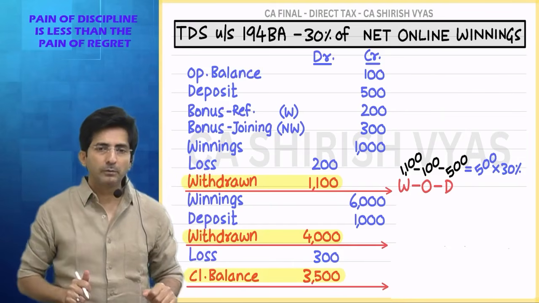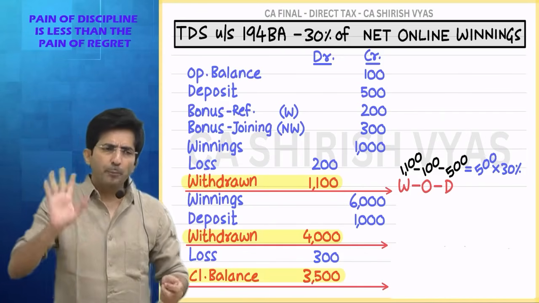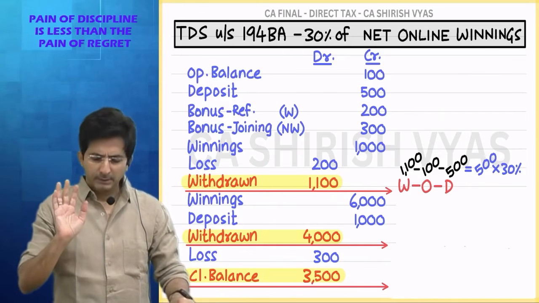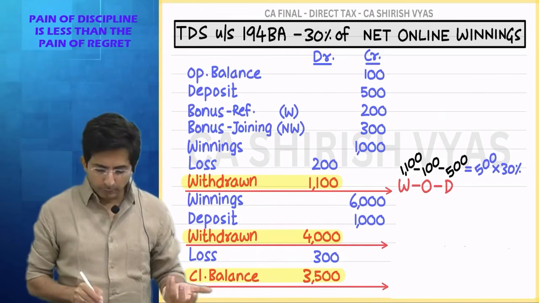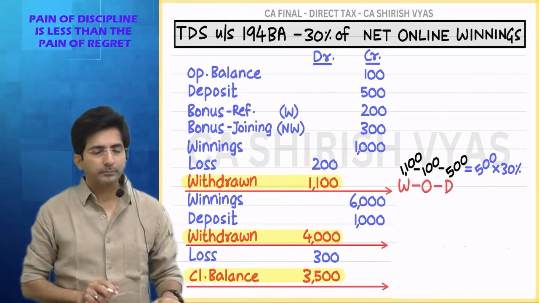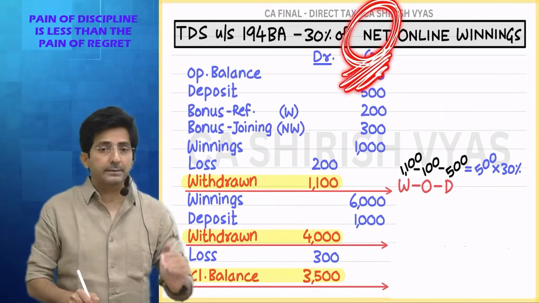What do you mean by W? Withdrawn, the amount withdrawn from your account. O is opening balance. D is deposits. On this net amount, TDS will come. And this loss also gets set off. The law says TDS is on net winnings.